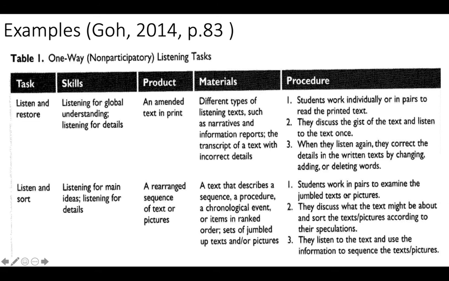So what are the steps that you can follow to carry out this task? The students work in pairs to examine the jumbled texts or pictures. That's the first thing that they need to do. And then they discuss what the text might be about and sort the text or pictures according to their speculation. Oh, I love this. And then they listen to the text and use the information to sequence the pictures or text in the correct order. Do you understand? Sequence, put it in correct order.